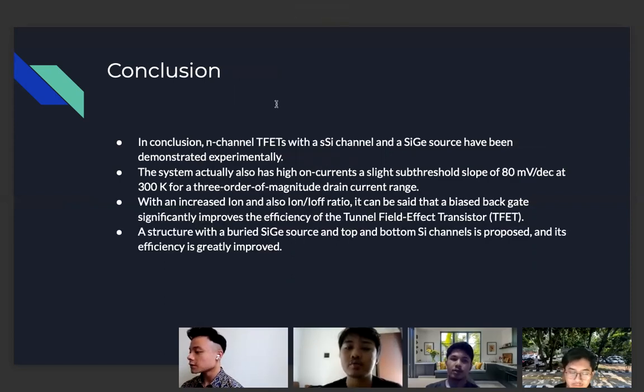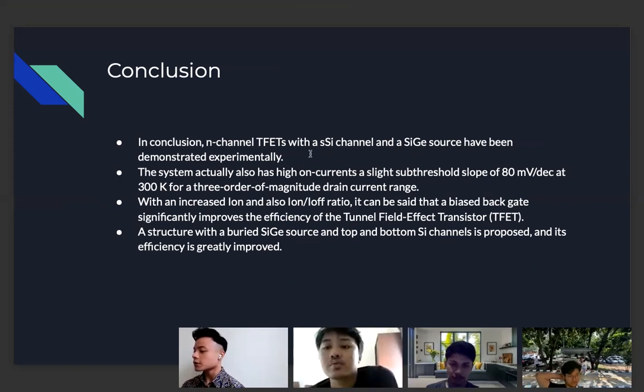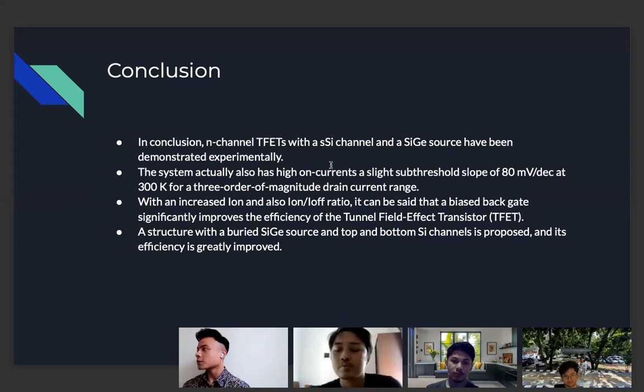Okay, so we have reached the conclusion. There are several points concluded by the authors. For the first one, we can see that the N-channel TFETs with a strained silicon channel and a silicon germanium source have been demonstrated experimentally. After they demonstrated it, several points can be concluded. For example, the device has high on currents, and a subthreshold slope SS of 80 millivolt per decade at 300 K, and just like what Rian mentioned, it is for 3 orders of magnitude.